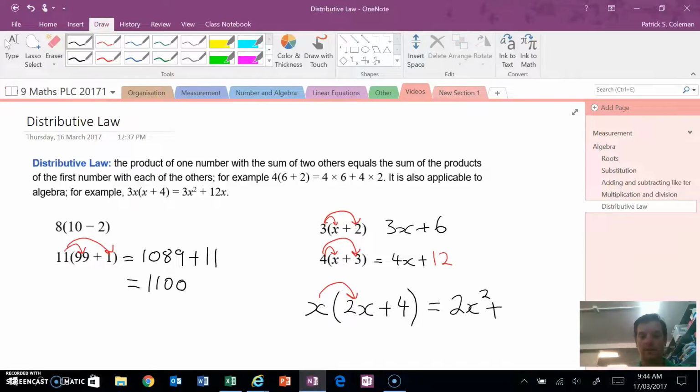And then plus, because we've got the plus inside the brackets here, we're going to go x by 4. So 4 times x. Again, we'll write that out, 4 times x. We'll see that that's going to be 4x.